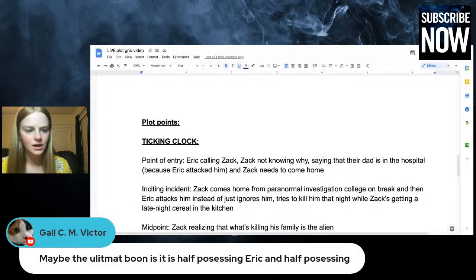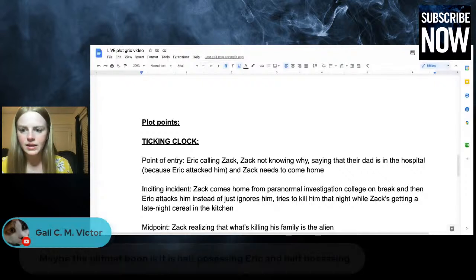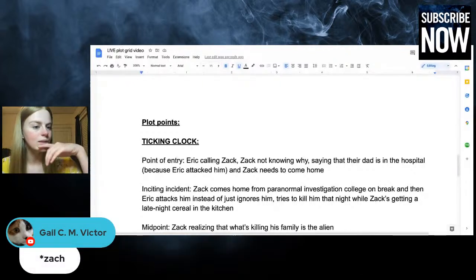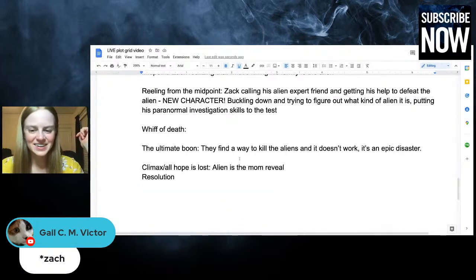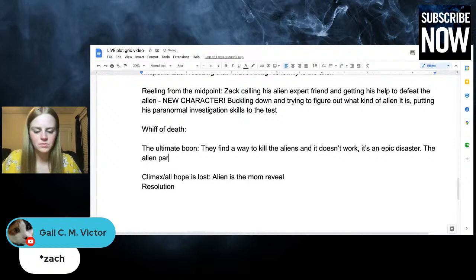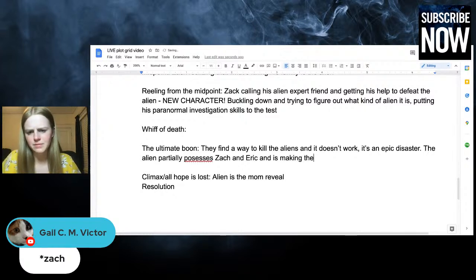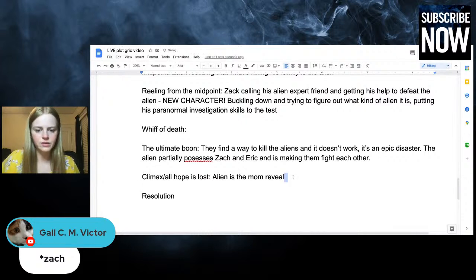Gail said, maybe the ultimate boon is it half possessing Eric and half possessing Zach. Ooh, like it splits in half and it's making them fight each other. It's an epic disaster. Yeah, the alien partially possesses Zach and Eric and is making them fight each other. So we have the alien is the mom reveal. They don't want to kill the mom, so they have to pivot.